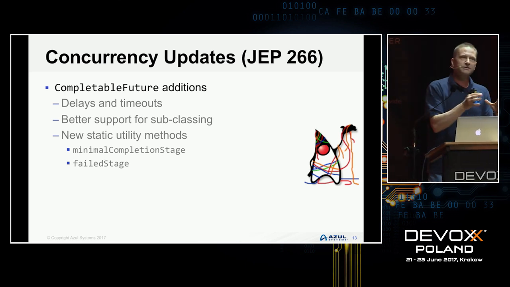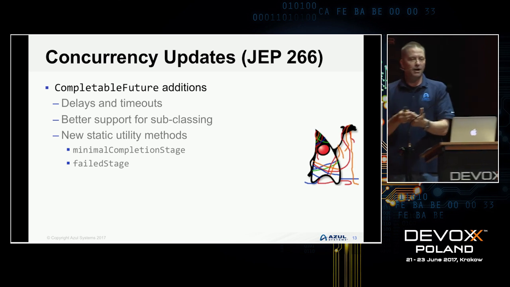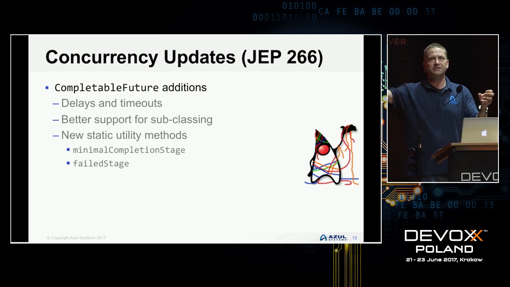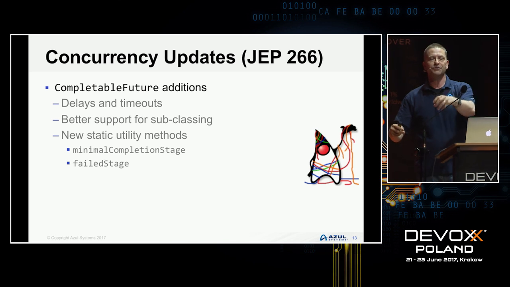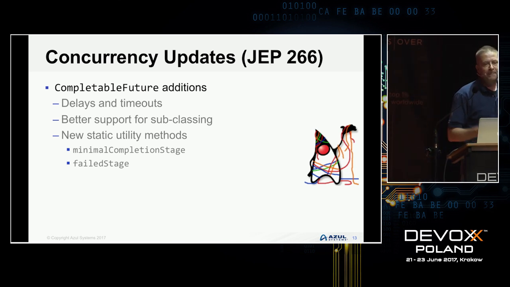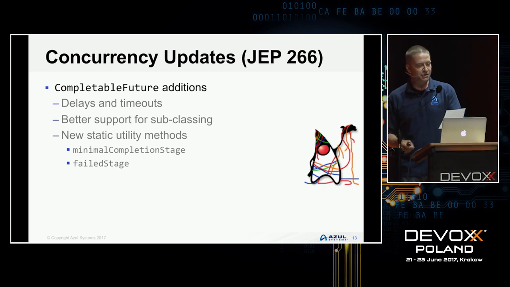So one of the things that CompletableFuture gives you is a CompletionStage. And CompletionStage is the idea of how you might want to have several tasks linked together. So you can feed the result of one to another and do that asynchronously, so it actually happens in the right order. So there is a new static utility method called minimalCompletionStage.